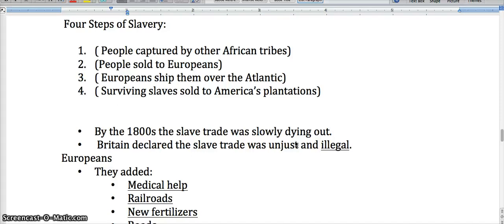Now, by the 1800s, the slave trade was slowly dying out, which means not altogether. It didn't happen one day people woke up and that was it. It slowly, over decades, died out. It started with Britain declaring that the slave trade was unjust and illegal, only in Britain, which means you could still trade outside of Britain, but it was a start.